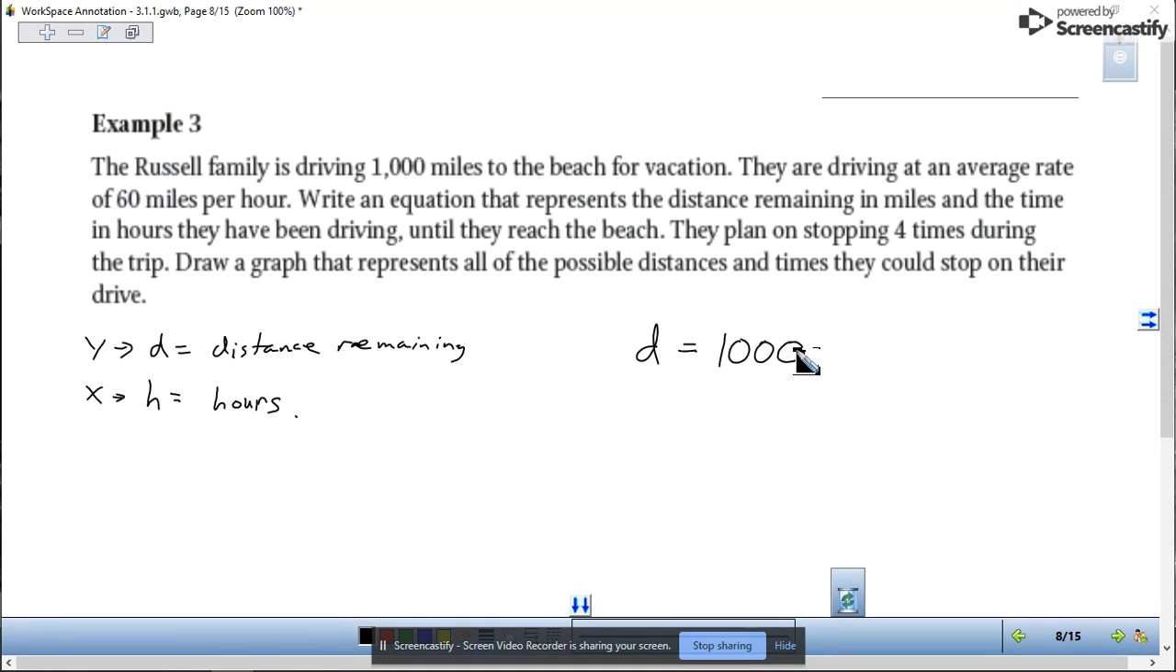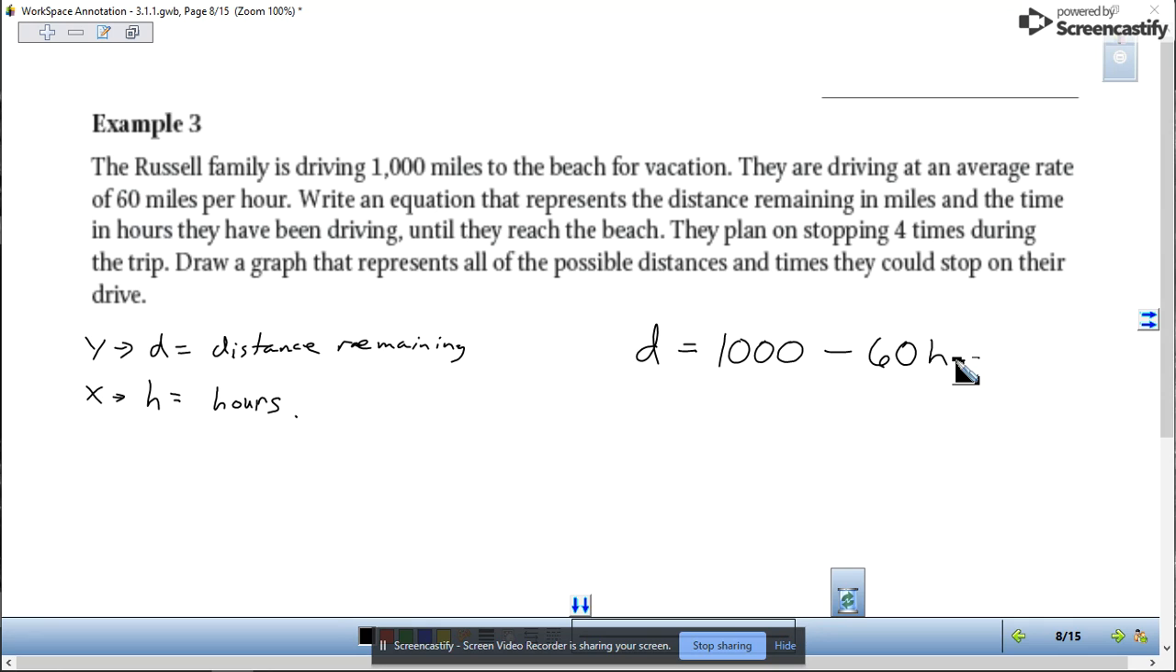That's your initial value. And then as they drive, every hour they go 60 miles. So every hour they're 60 miles closer to their destination. So they're losing that distance, so that would be subtracted. So minus 60 per hour. So there you go. There's your equation.